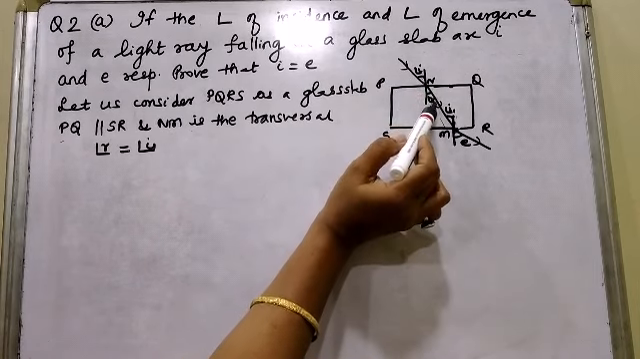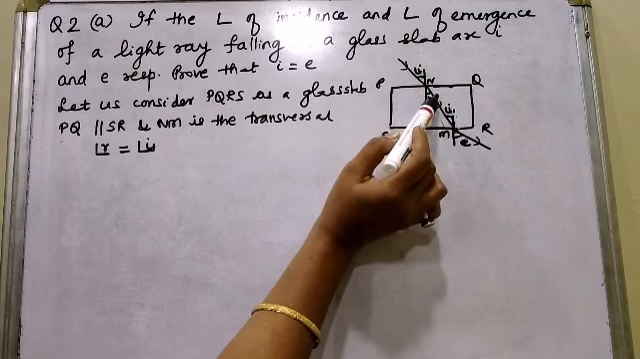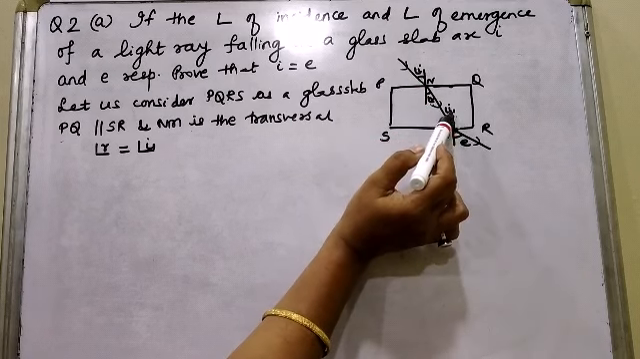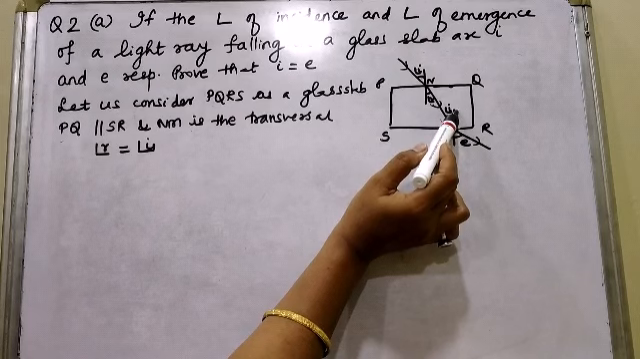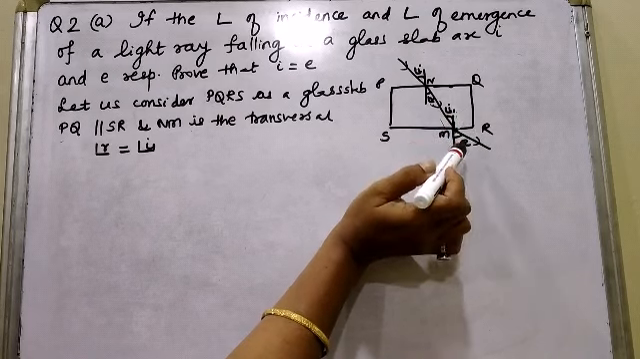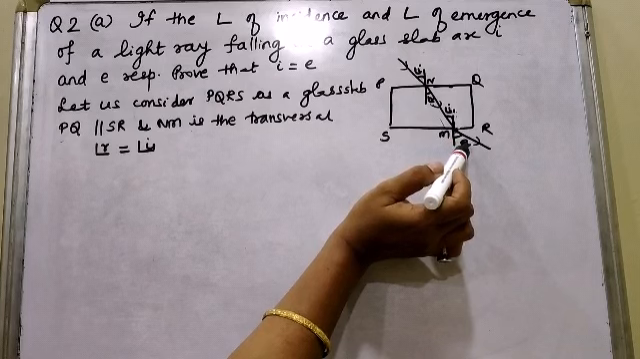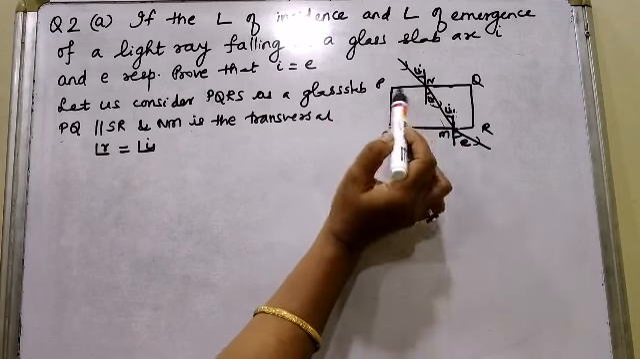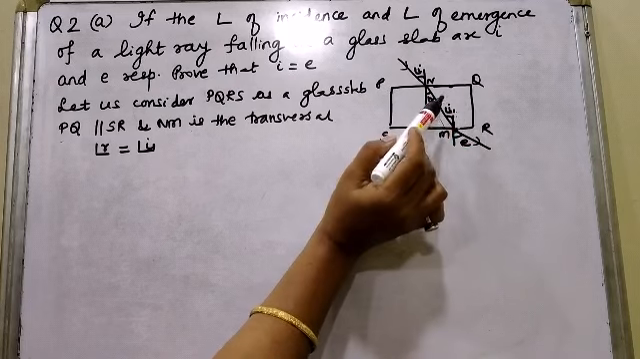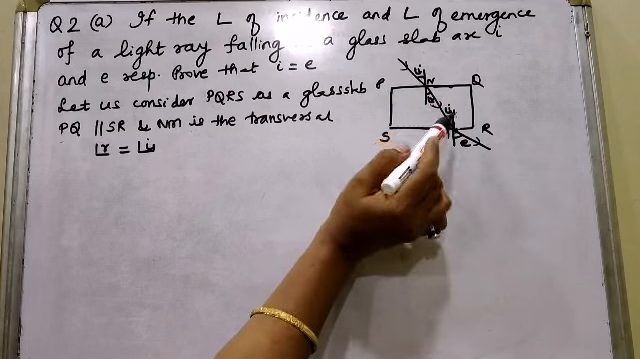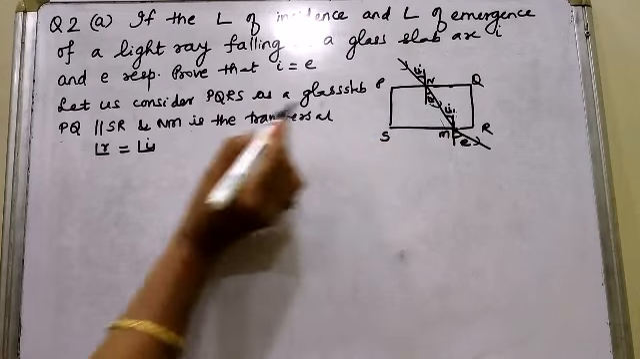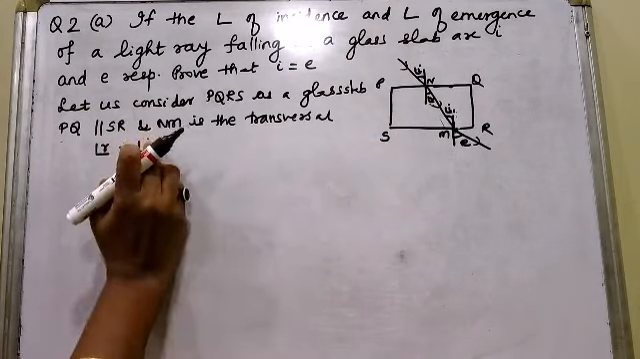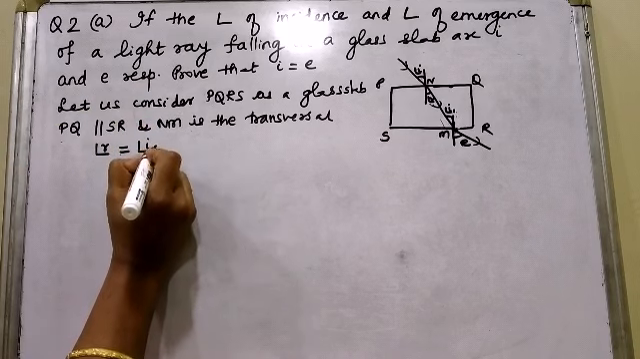Now this is the angle of incidence and this is the angle of refraction, angle I and angle R. In the second case, when the refraction is taking place, instead of I I have written I1, and the angle of refraction is taken as angle of emergence E. So if NM is a transversal and PQ is parallel to SR, alternate angles will be equal. That is, angle R is equal to angle I1.